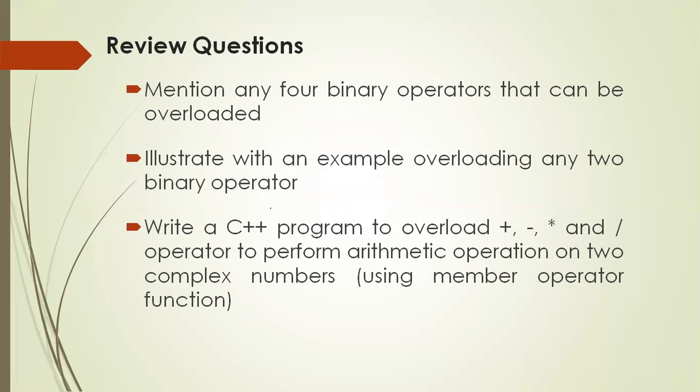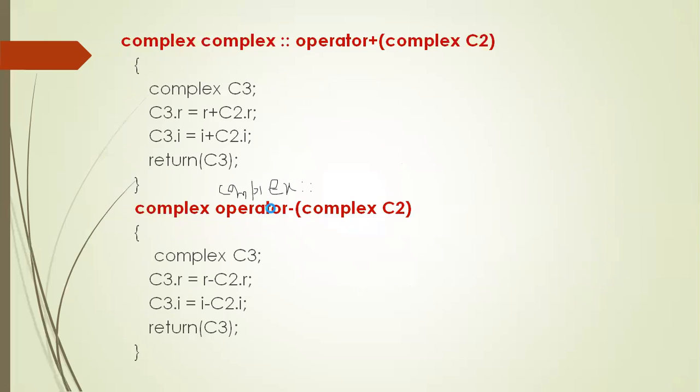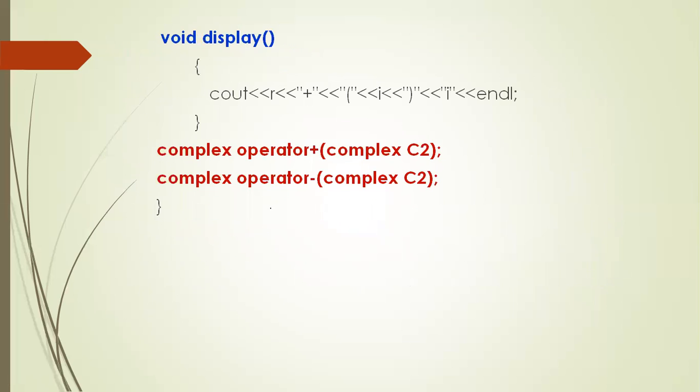So today I have illustrated two major concepts here. How to overload a binary operator, and that too, how to write the operator function as a member function, as well as how to write it as a friend operator function. And to illustrate the concept, I have taken the example of overloading plus, minus, star, slash for performing arithmetic operations on two complex numbers. In the previous example, I have overloaded only two operators, plus and minus.